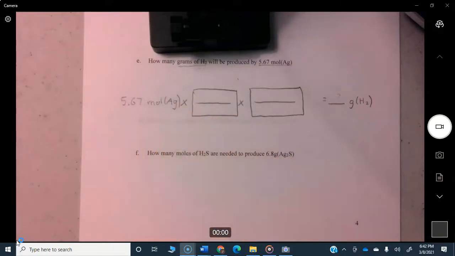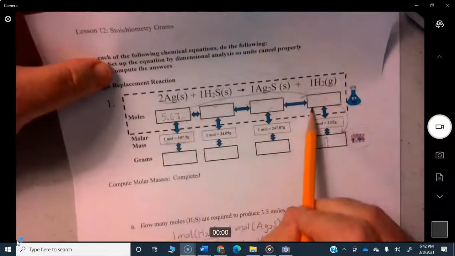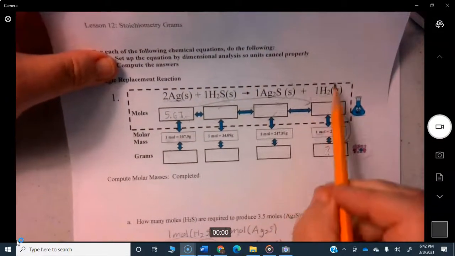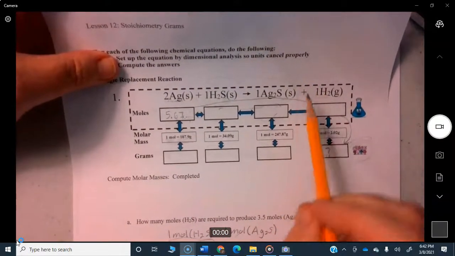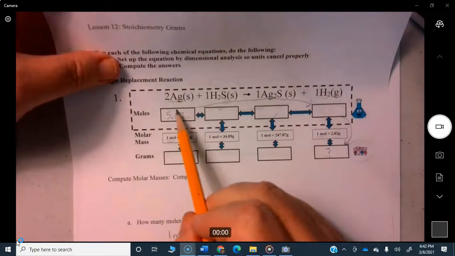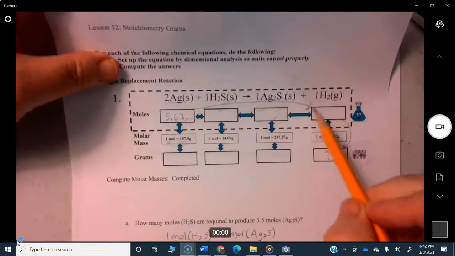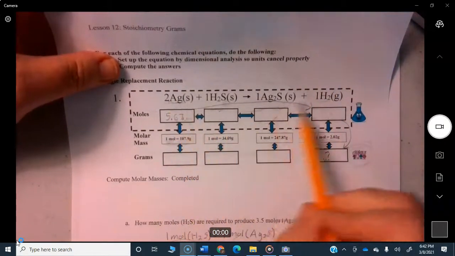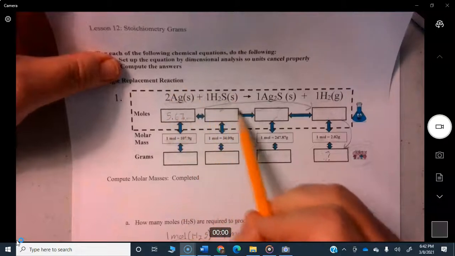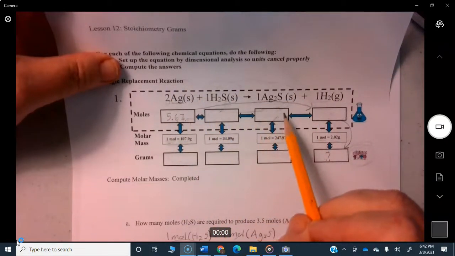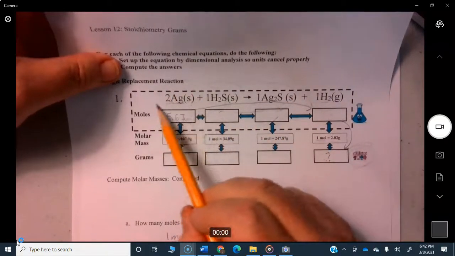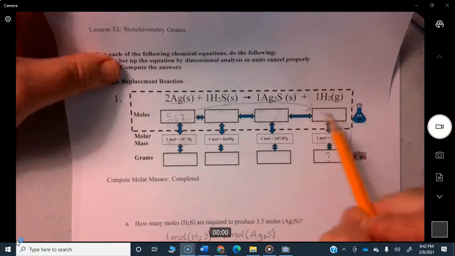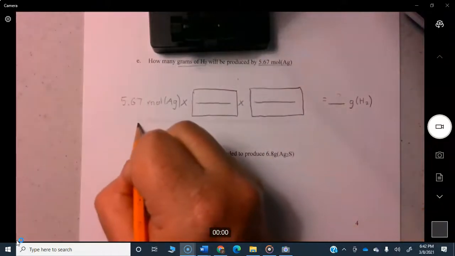But down below, so I need the first conversion to get from here to here. And what is that? That's the relation of 2 moles of Ag will produce 1 mole of H2. Again, it's straight across, it's between these two. We don't care about H2S or Ag2S. We care about the 2 moles of Ag produces 1 mole of H2. So I'm going to write that right here.